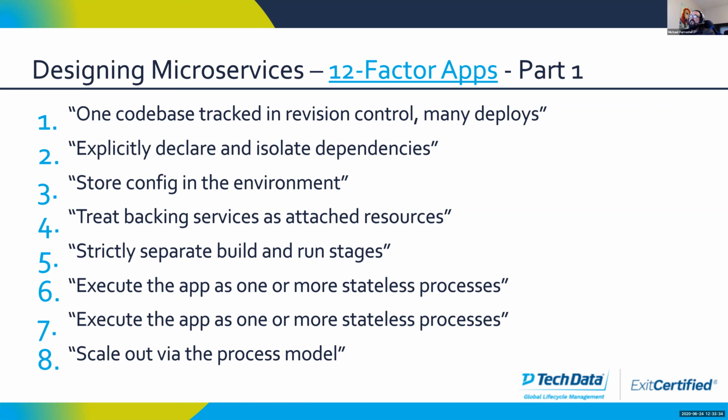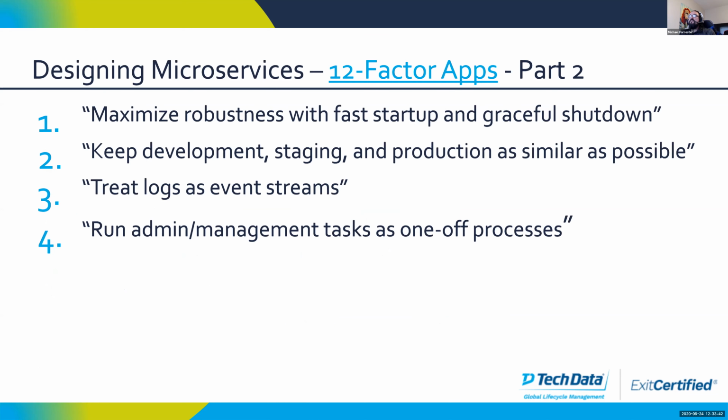There seems like there's one missing there. You want to make sure that you scale out via the process model. So do multi-threading, do sub processes as needed. And then you want to maximize your startup time with fast startup and graceful shutdown. You want to fail fast, and when you fail, you want to fail gracefully.